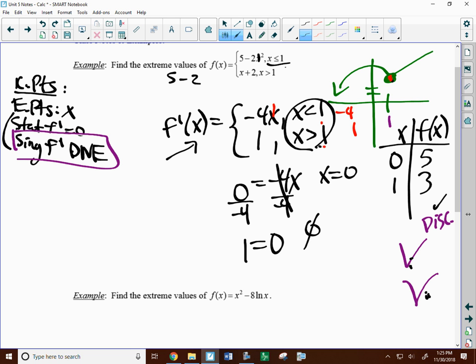And so what we see here is the max is 5 at 0, and the min is 3 at 1. So let's write it down. How about I'll go back, I'll just write the point this time. The max is (0, 5), the min is (1, 3).